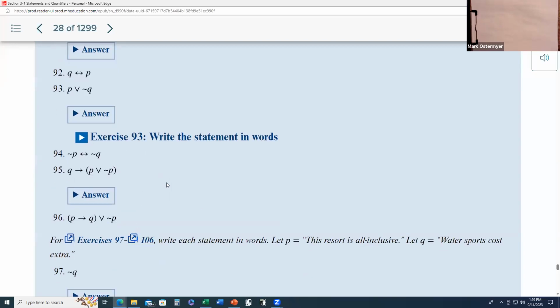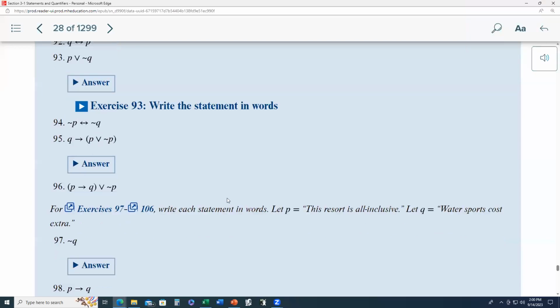All right, number 96. Remember, P was the plane is on time, Q is the sky is clear. So if the plane is on time, then the sky is clear, or if the plane is not on time. Okay, yeah, so if the plane is on time, then the sky is clear, or the plane is what? Not on time. Exactly. All right.